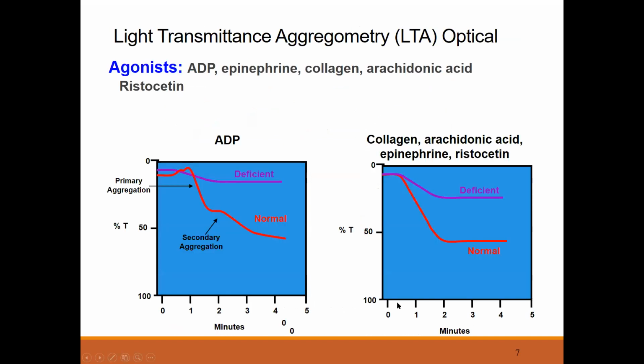Now here is an example of what an aggregation study would look like with a sample using ADP as the agonist. A deficient aggregation would look like a plain line, and a normal aggregation in light of this agonist would look like it has the two main stages. So it's five phases in total, but you have the primary and then the secondary aggregation. It's something that we need to note.